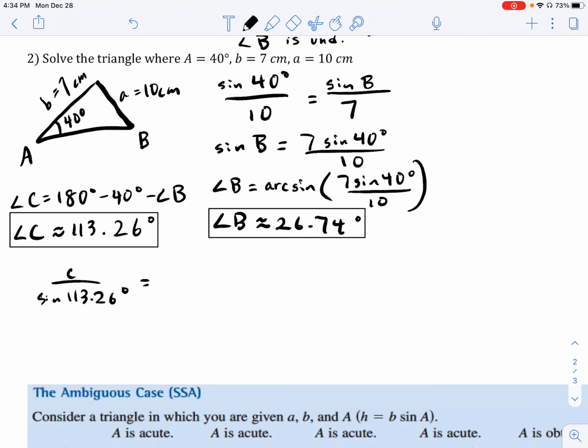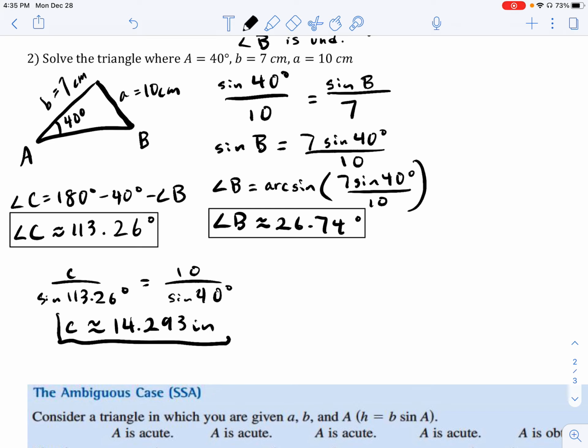And again, you have a couple of options, but I always recommend going with the sides and angles that are given to us. So I'm going to go ahead and choose side A over sine of 40 degrees. In terms of work, that's all we need to show there. And we would say, see that pun there, side C is approximately equal to 14.293 inches. And so we have successfully solved this triangle, and we have found all the sides and all the angles. Or have I?